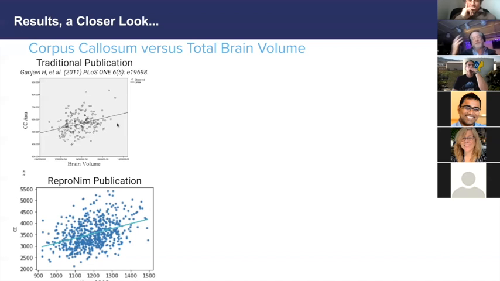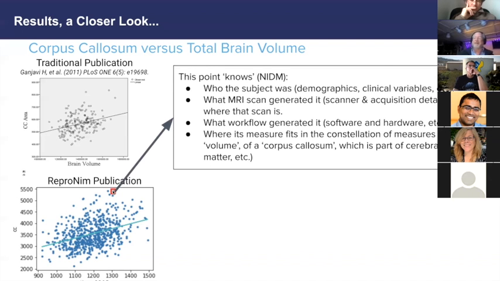That's fine. So humans could read that, but the ReproNim variant of that really wants to make sure that every element of that is itself re-executable. So every point on the ReproNim re-executable publication knows what subject that came from, knows what MRI scan that came from, knows where that scan is living, knows what workflow generated this volume measurement, has pointers to the container that generates that, knows where this measurement fits in the constellation of other measurements.